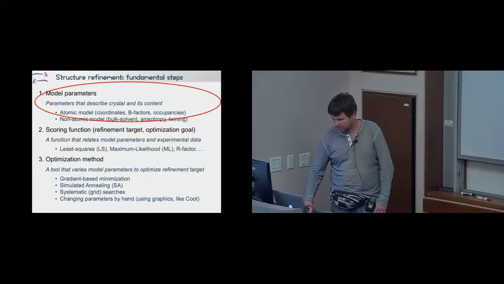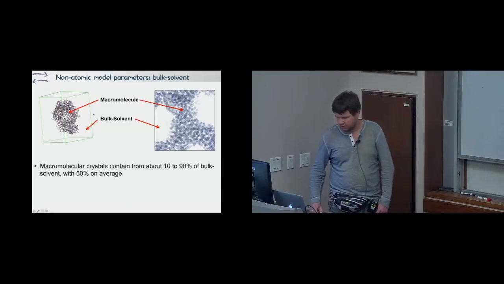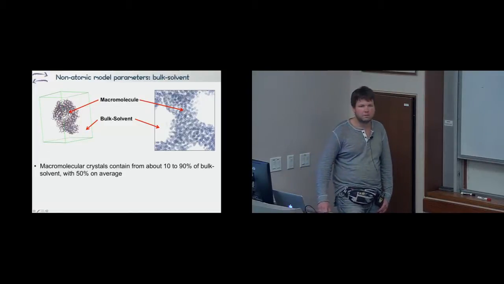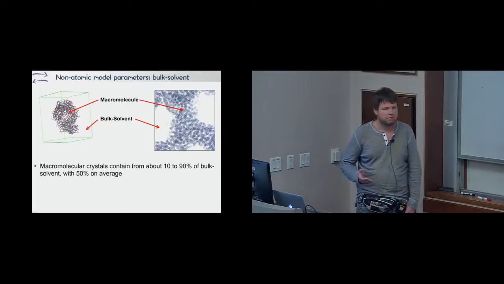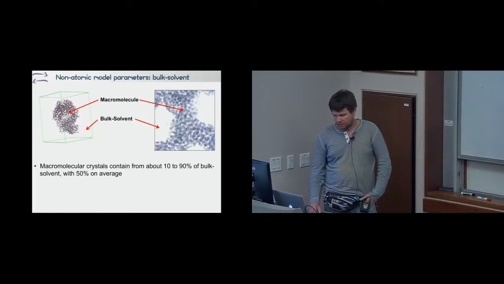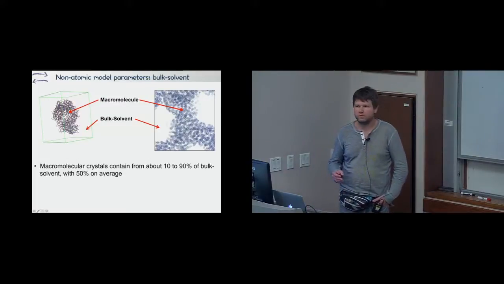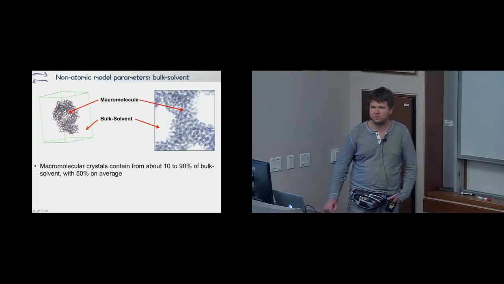So, model parameters, what are those? This is a very schematic representation of a unit cell. You have a macromolecule here, and lakes of bulk solvent. These are not voids, but actual bulk solvent, which, in a certain approximation, has a constant electron density. In turn, that lets us postulate that in terms of model parameters, we have two types: atomic model parameters, which are parameters of atoms, and non-atomic model parameters that describe everything else.